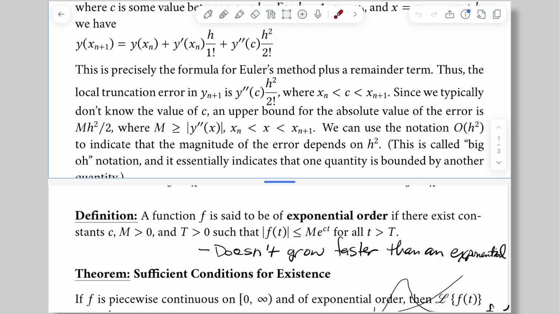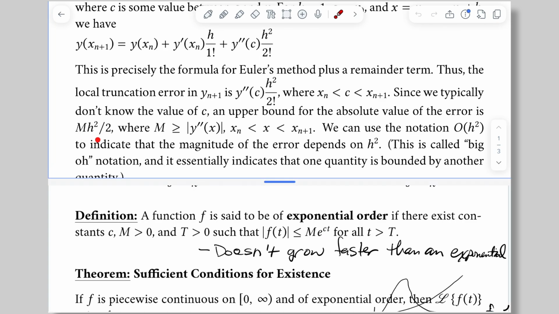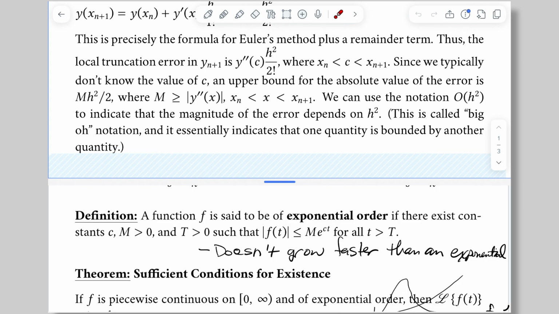When we saw exponential order for Laplace transforms, I described it as saying that the function f doesn't grow faster than an exponential, but that means that the function is no bigger than M times some exponential, right? So here we're saying M times h squared over 2 for Euler's method. The vocabulary associated with this is big O h squared. And what that means is that the magnitude of the error depends on h squared. It's not equal to it, but it's related to it.